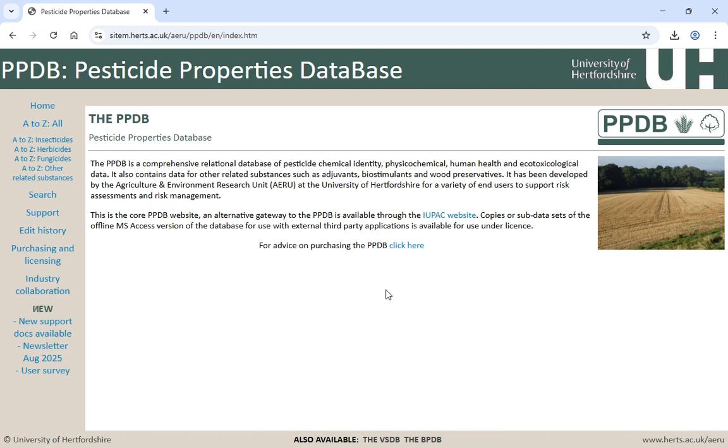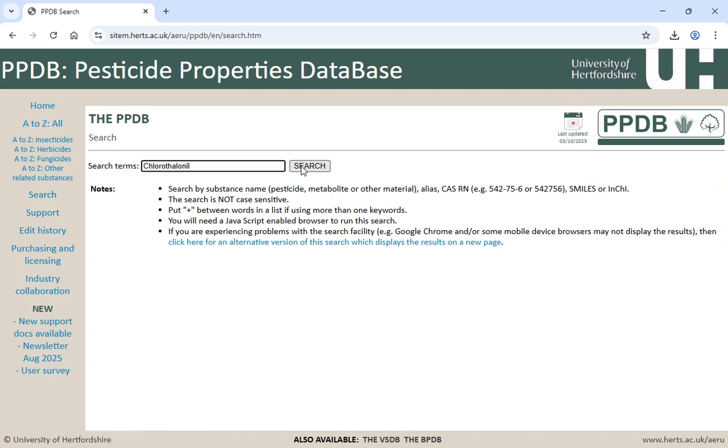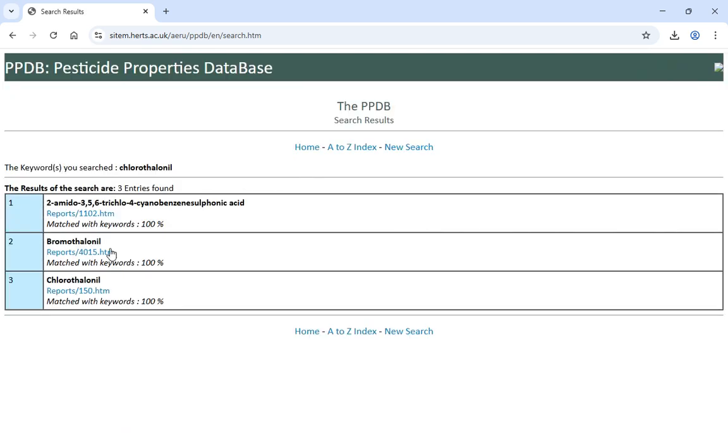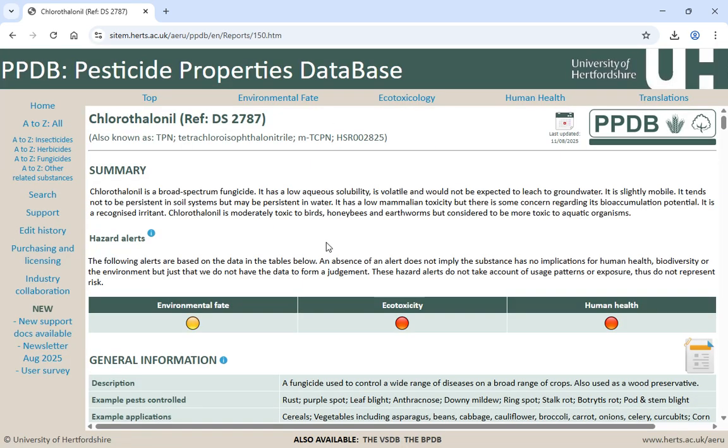In this instance we're going to be exploring an individual record for a particular substance. I'm going to pick one here. I'm going to search for one. I'm going to search for chlorothalonil, and so we can bring up the page.